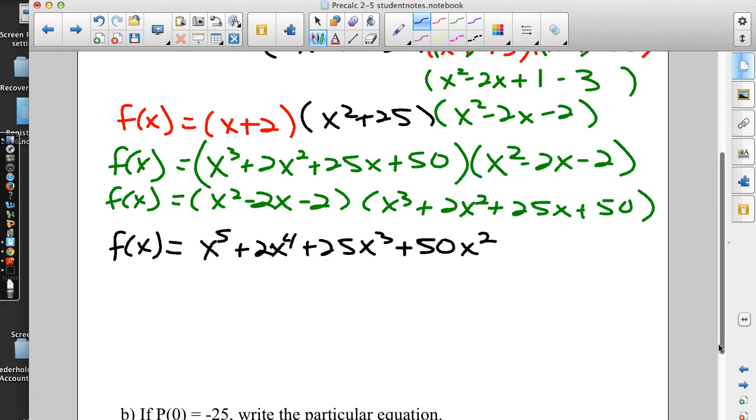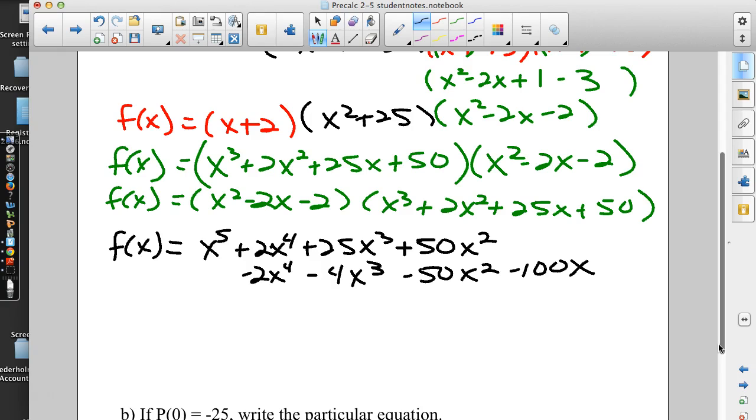So as I get my new terms, as I take negative 2x times x to the third, I realize that's going to be negative 2x to the fourth. I'm going to line that up right below the other x to the fourth term to make this a little bit easier to finish up. And you take your negative 2x times your 2x squared and get negative 4x to the third. Negative 2x times 25x for negative 50x squared. And negative 2x times 50, negative 100x. Not done, but at least I'm organized.